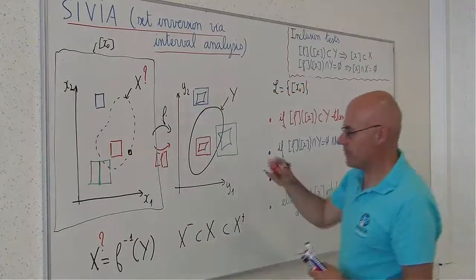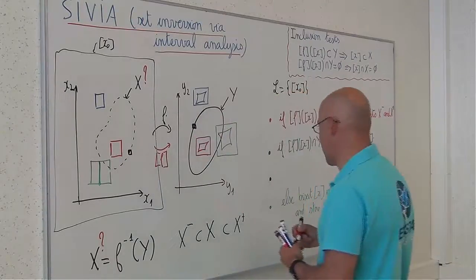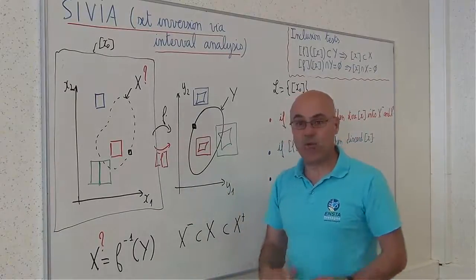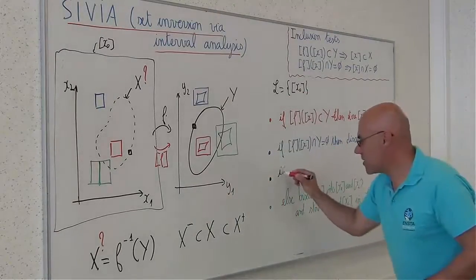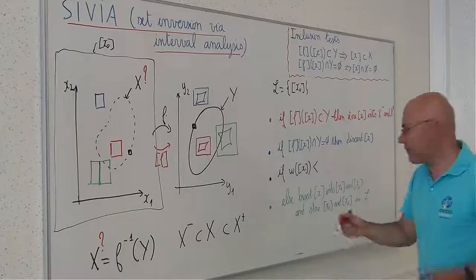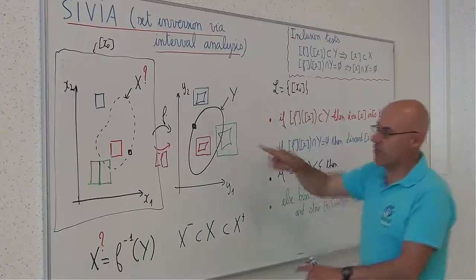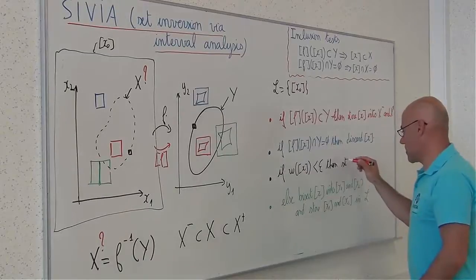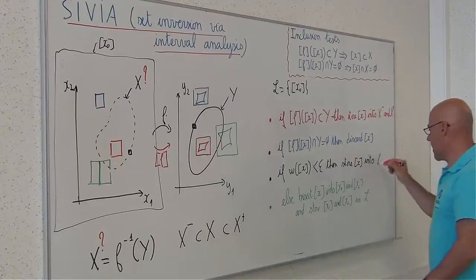In such a case, what happens? The image of this one is small, I cannot conclude anything, and I will have to stop bisecting, otherwise my algorithm will never terminate. So in such a case, if the width of x is smaller than a small number, say epsilon, then I will store this box not in x minus, but in x plus. Then store x into x plus.